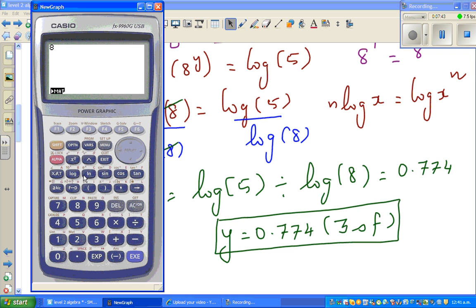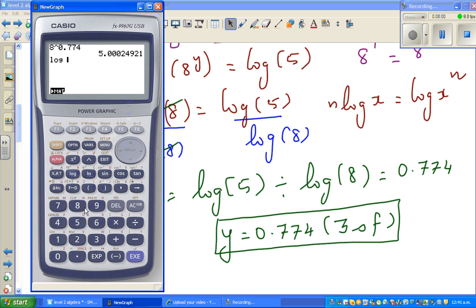So 8 to the power 0.774 is 5 point, so this is almost 5. If you had written the whole number, you would get this number. Let me show you that.